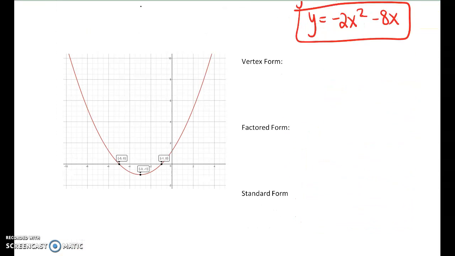I'm going to leave this problem here for you to try on your own. So can you write the equation for this parabola in all three forms? Okay, I will pause the video and do this so you can check your answer, but I will not go through it. So go ahead and use this as a self-assessment, see what you get.